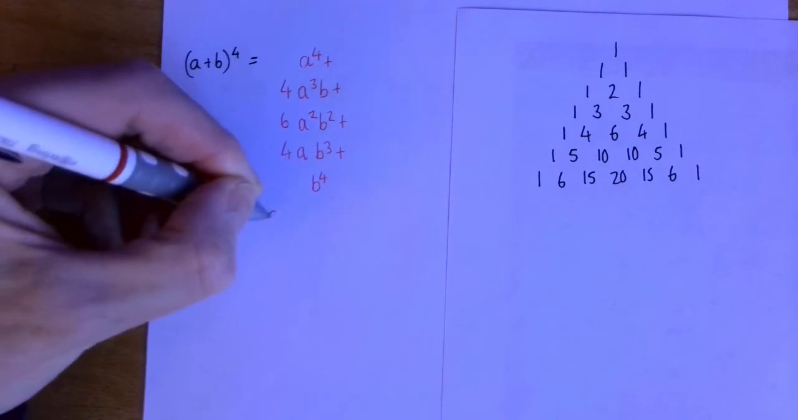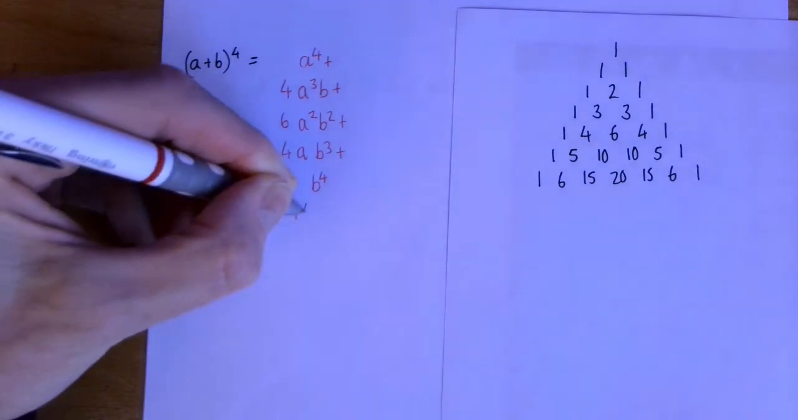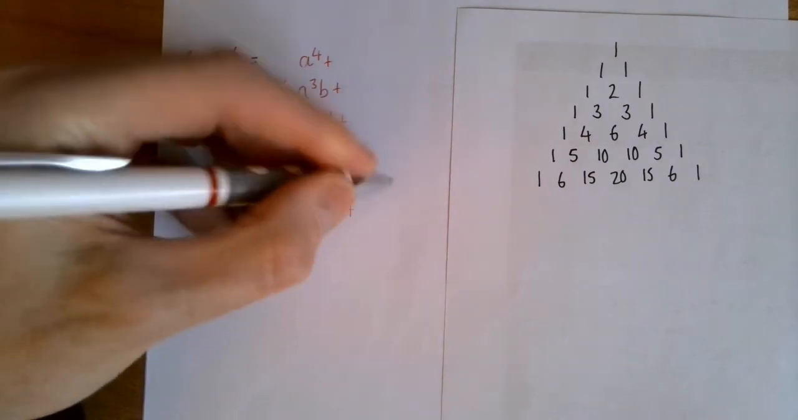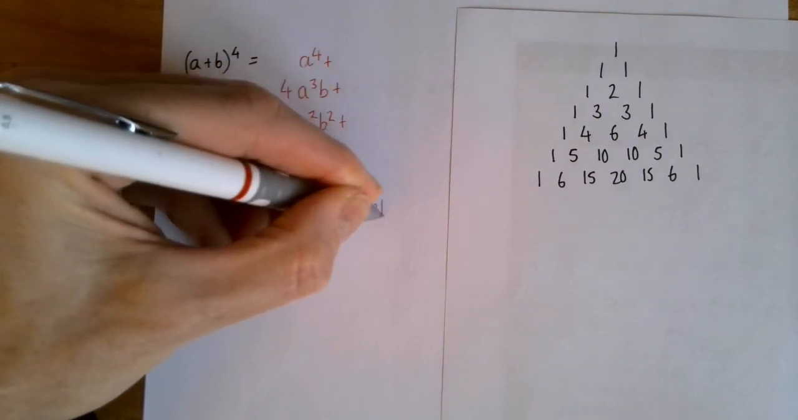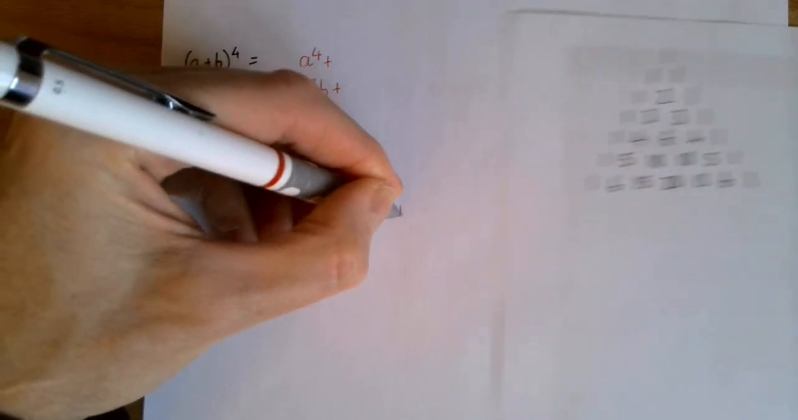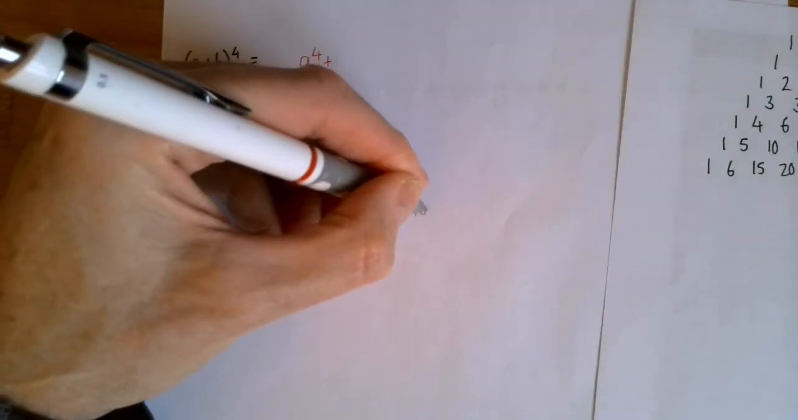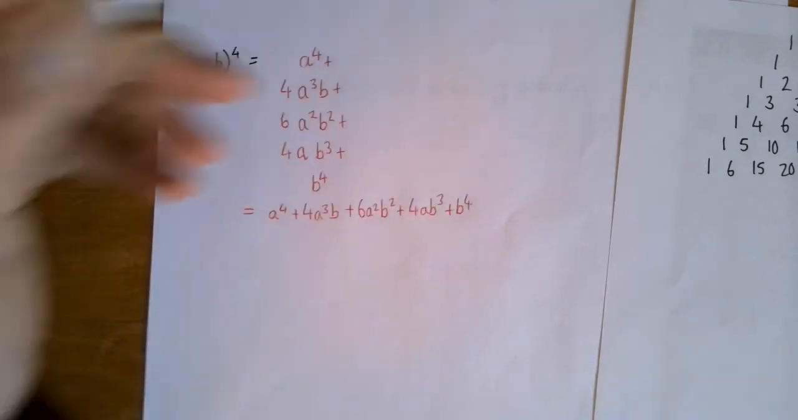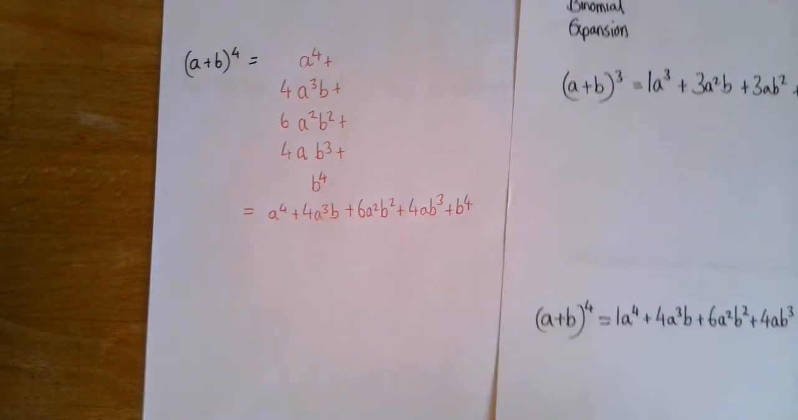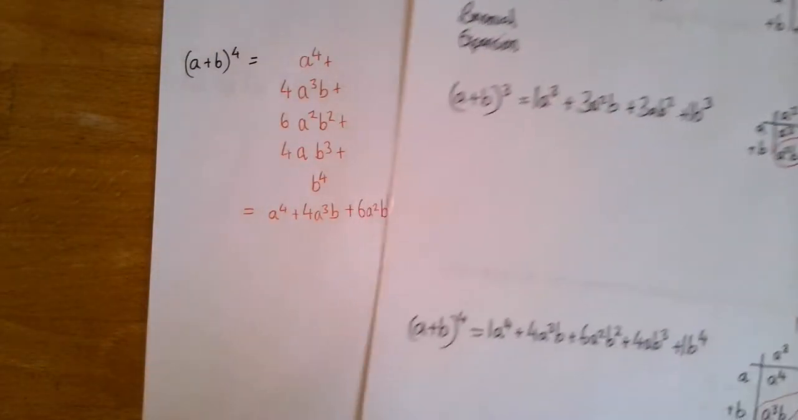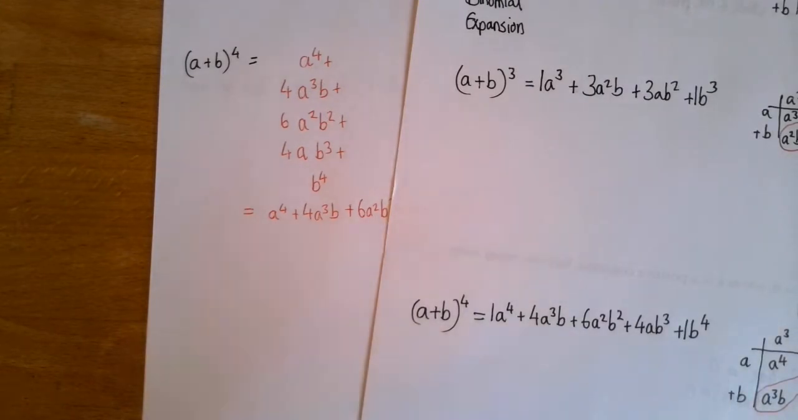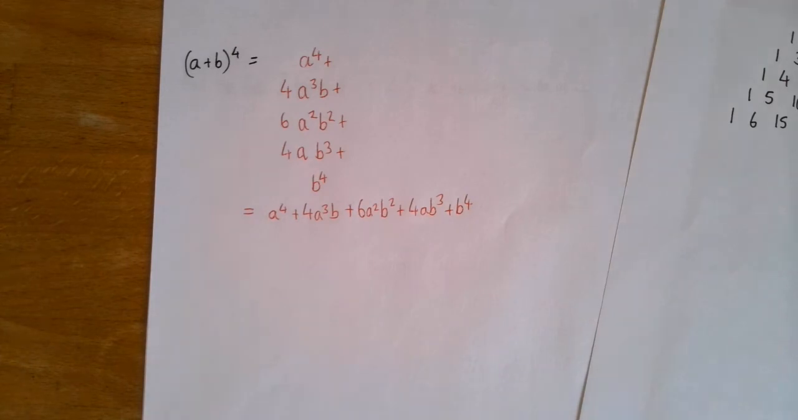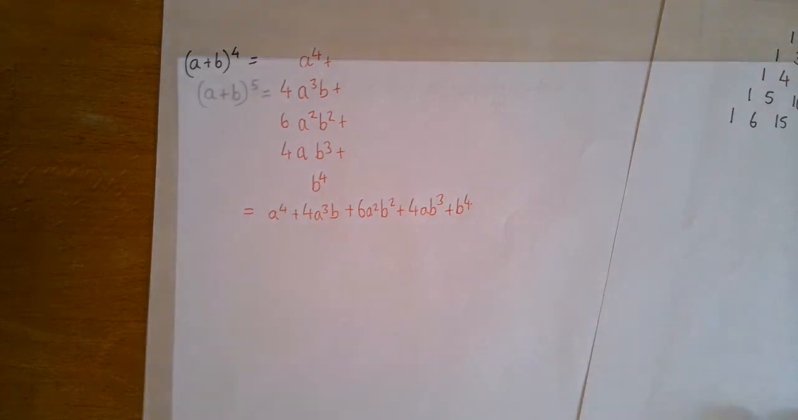So my answer is a to the power of 4 plus 4a cubed b plus 6a squared b squared plus 4ab cubed plus b to the power of 4. And we already knew that, didn't we? We'd already done that. There we go. We had that answer there. Same answer, but this time we did it really quickly using this binomial expansion method.